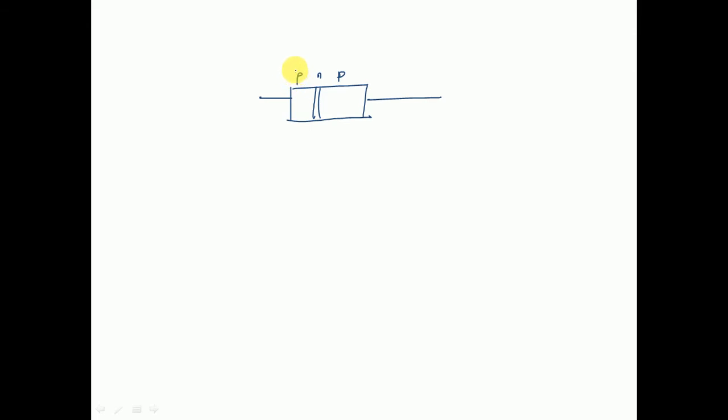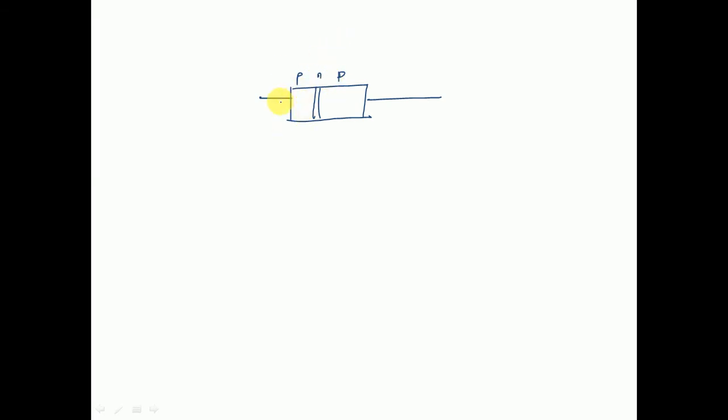Just remember that the base emitter junction has to be forward biased and the base collector junction has to be reverse biased. This biasing is necessary to ensure the correct direction of flow of current, so that ultimately our output is achieved at the collector terminal.